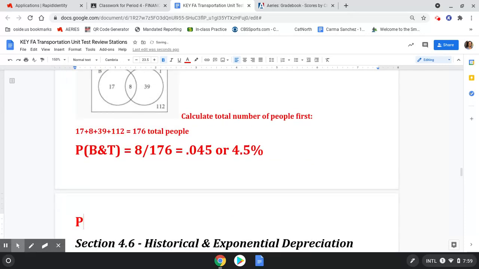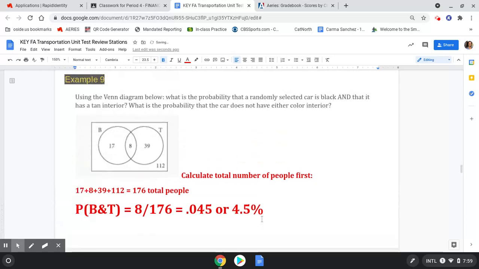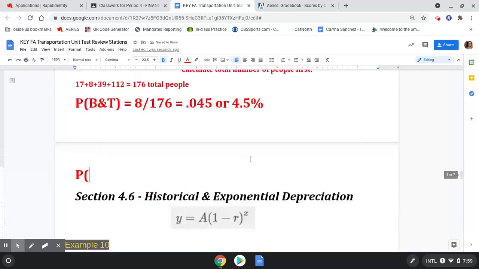Now, what's the probability that, if you look back up here, the car does not have either black exterior or the tan interior? That is the 112 number that was outside the box. So go ahead and grab your calculator and divide. 112 divided by the total of 176. I'm getting 0.636, or 64% if you want to round up.